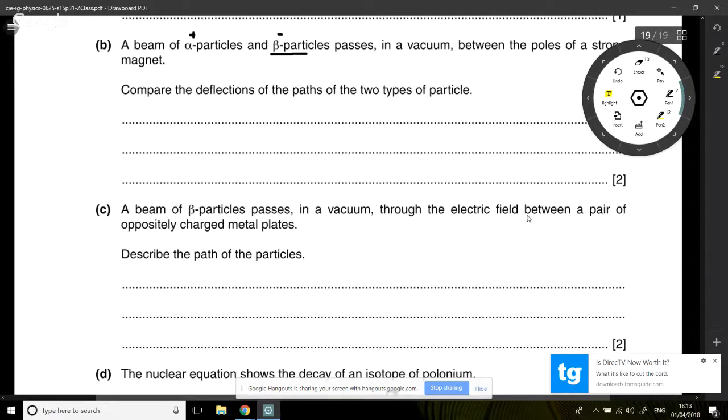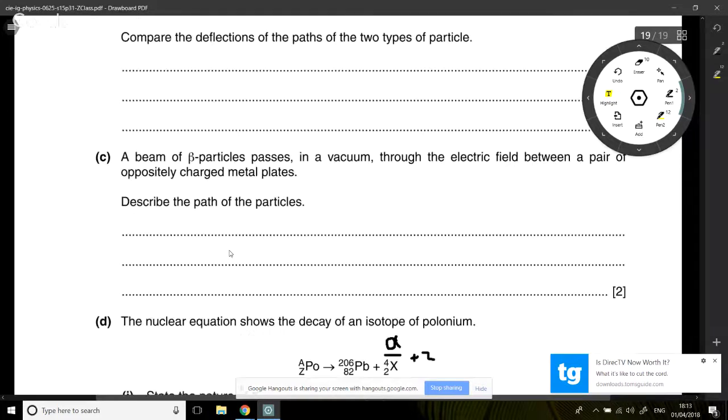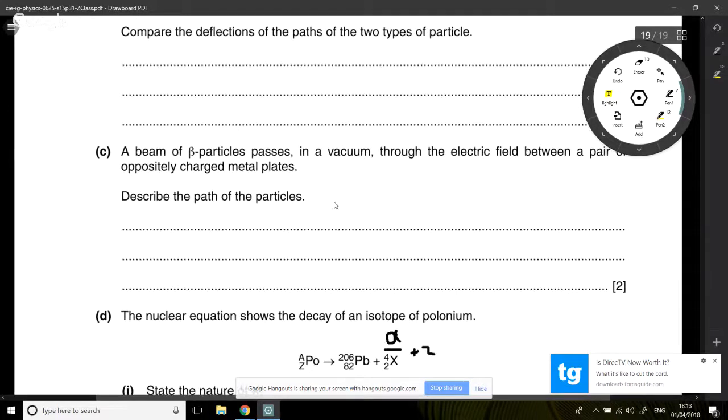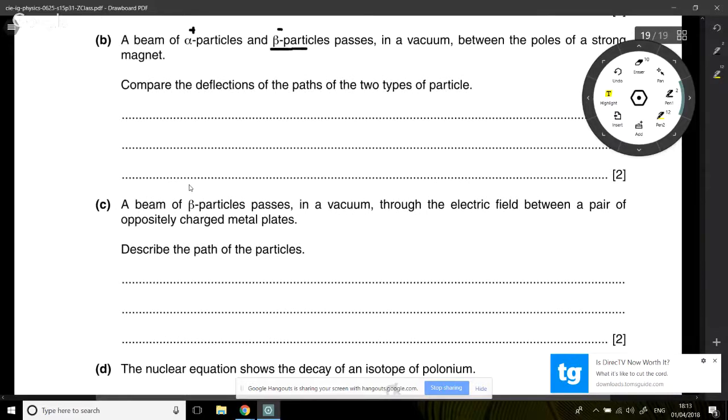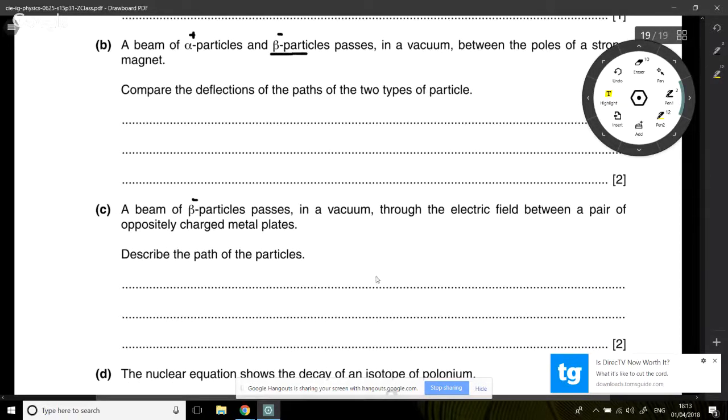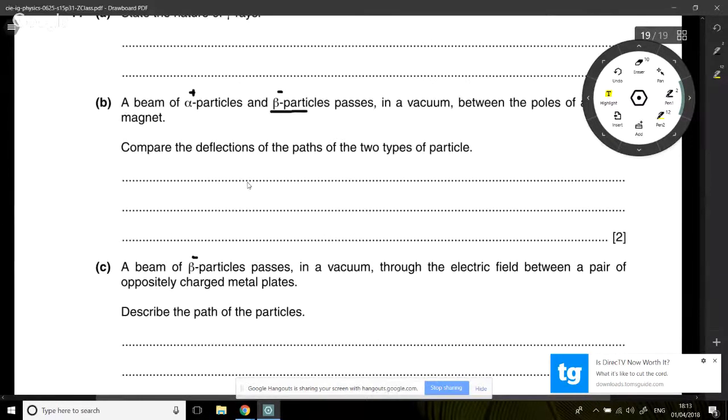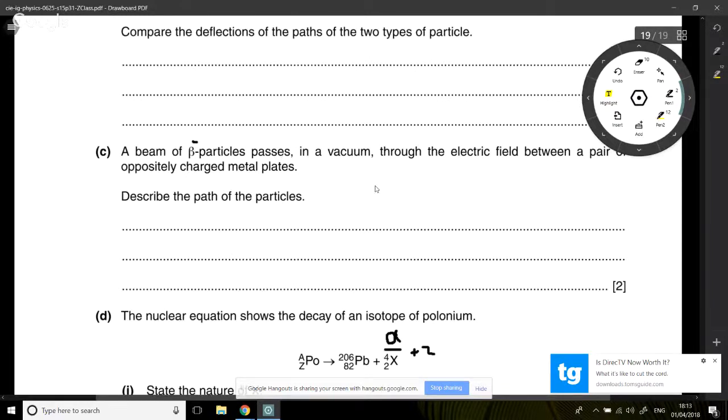All right, then it goes on to say a beam of beta particles passes in a vacuum through an electric field, as opposed to a magnetic field, between a pair of oppositely charged metal plates. Describe the path of the particles. Well, it curves towards the positively charged plates, since the betas are negative and will be attracted to the positive. So it'll do a similar thing where it curves, but you can be more specific and say it curves towards the positively charged plates.